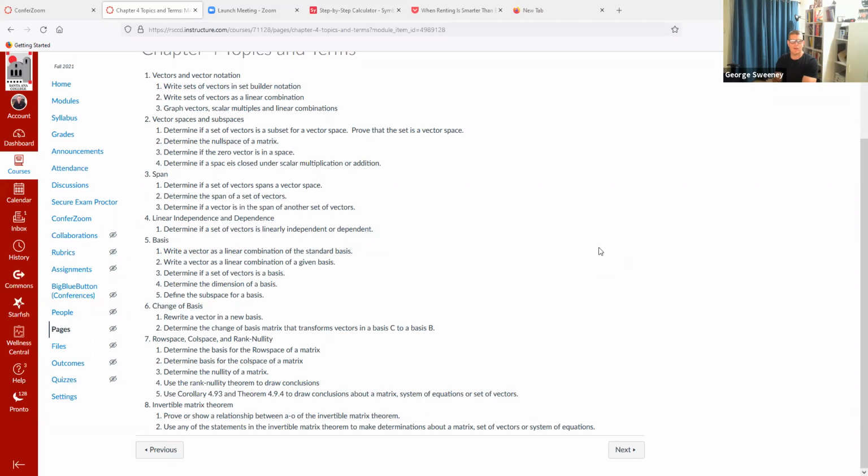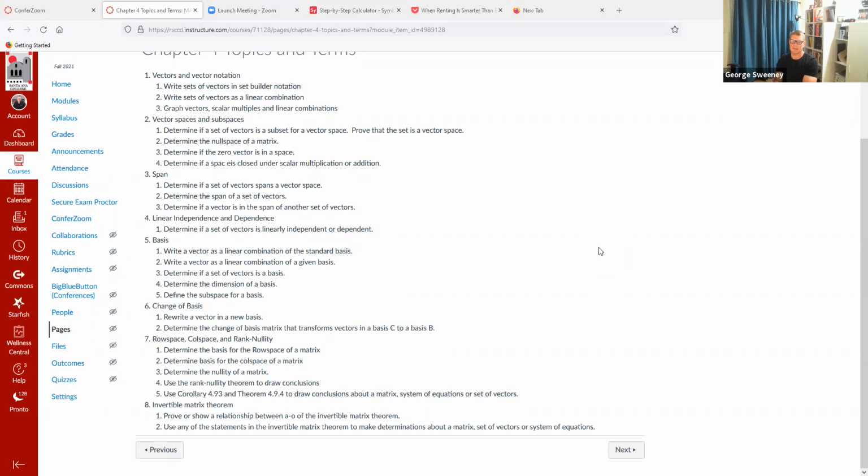You know what? For the exam, I'm not going to ask you to prove anything about subspaces other than determining the null space of a matrix. So you won't have to prove that something is a subspace. You just need to understand what a subspace is. You need to understand what the vector spaces are. But from 4.2 and 4.3, you'll just need to know how to find the null space.